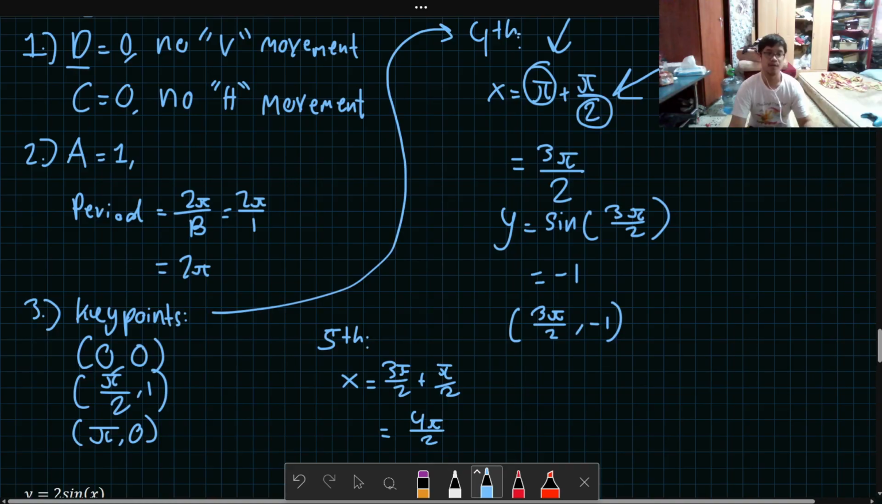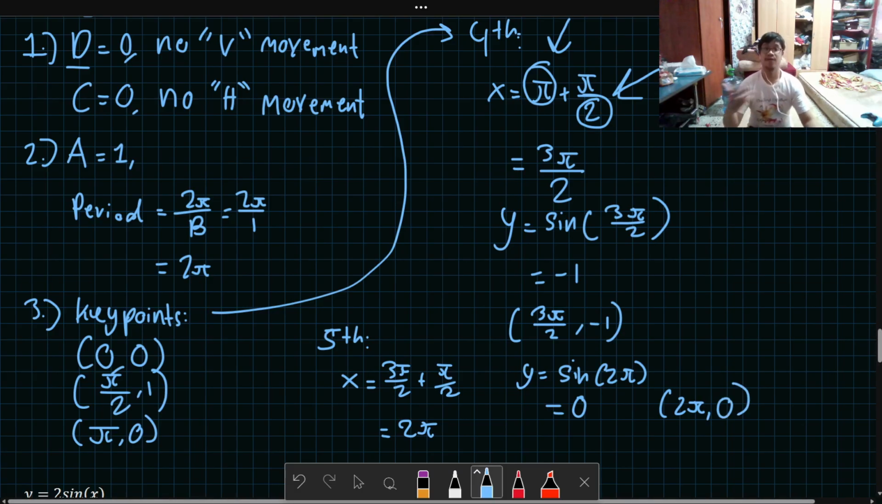So what does it mean? That means you're going to divide 4 pi by 2. So that would be 2 pi as a result. That's your x coordinate. Now we're going to find the y coordinate of it. So just substitute 2 pi to your sine function. You will get sine of 2 pi, and sine of 2 pi, according to the calculator, is 0. So therefore, for your fifth key point, you have 2 pi, 0.